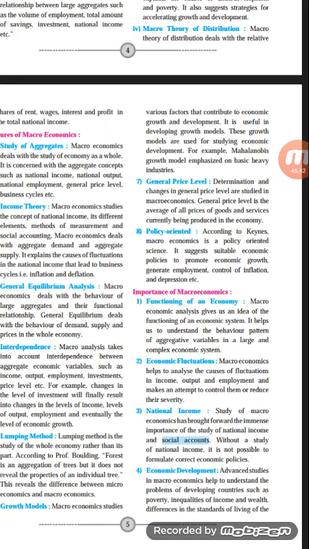General price level is the average of all prices of goods and services currently being produced in the economy. So the total volume of goods and services and the amount at which it is being traded in an economy is known as the general price level. The 8th point is policy oriented.